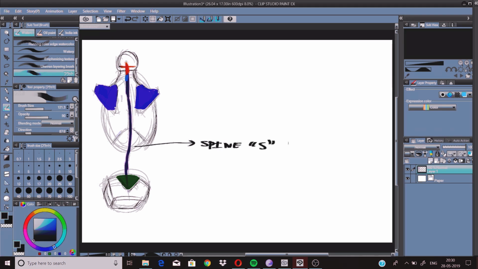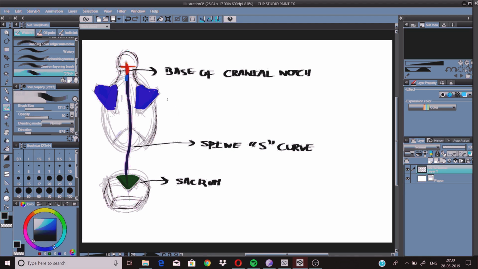Now let's locate the landmarks on the back side of the figure. The first landmark is the spine, which is primarily an S curve in shape, but it can be seen as a C curve when the figure is in a straight back pose. Next is an arrow shape at the bottom of the spine and at the turning of the pelvis. It is also called the sacrum.